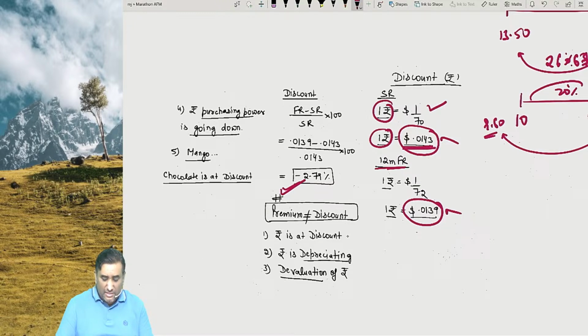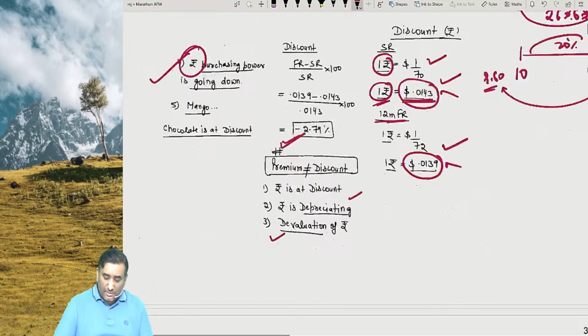So although devaluation and depreciation are not the same terms, for the exam you can treat them as the same thing. Some countries can devalue on their own, some countries have parity and adjust accordingly. For example, China could possibly open up its relationship with the dollar. So there are different meanings of devaluation and depreciation, but from an exam perspective, they are one and the same thing. We call it rupee purchasing power going down, because in 1 rupee you could buy 0.0143 and now you'll be able to buy 0.0139. So rupee purchasing power is going down. This is economics language.